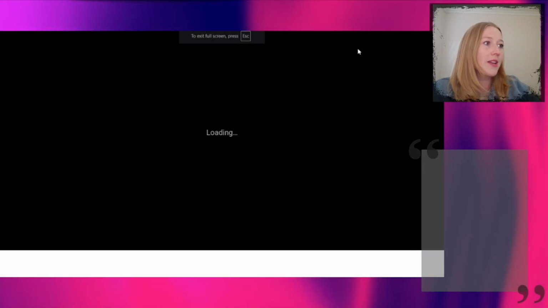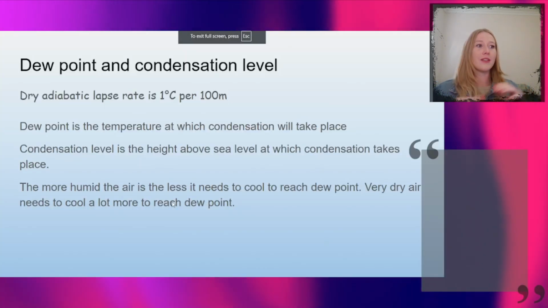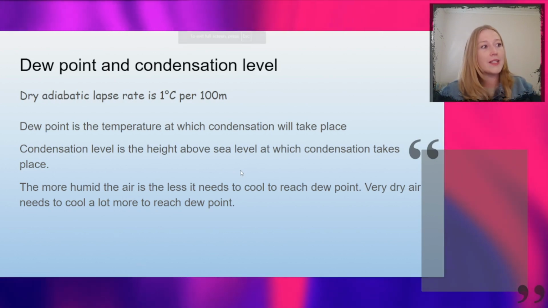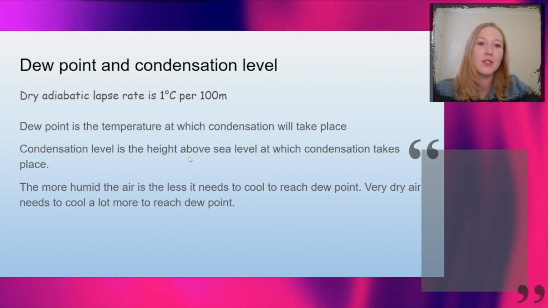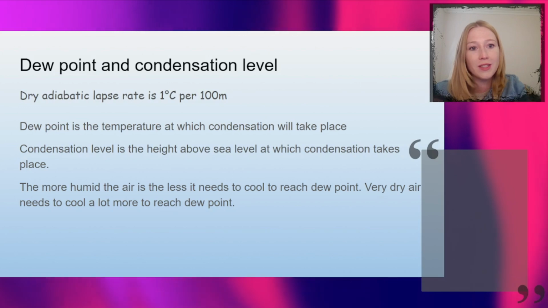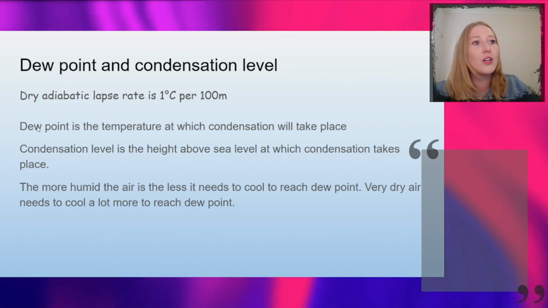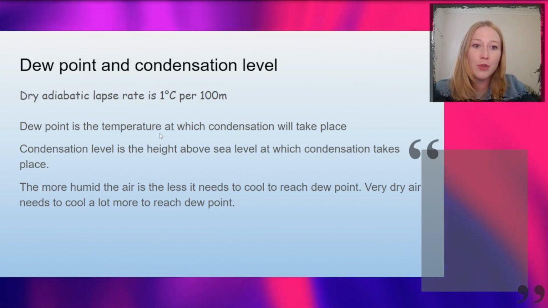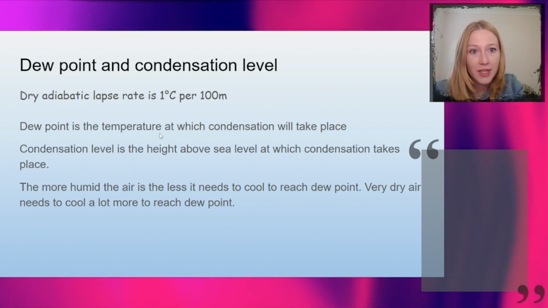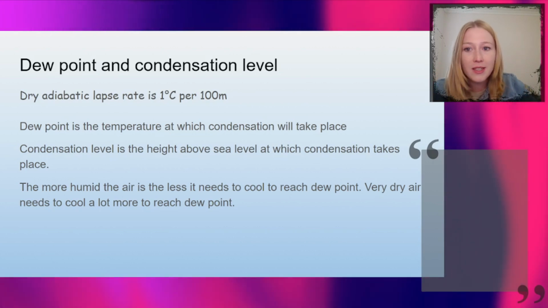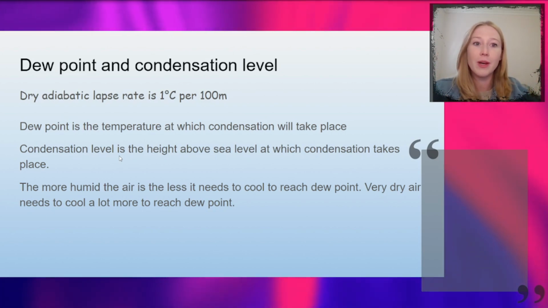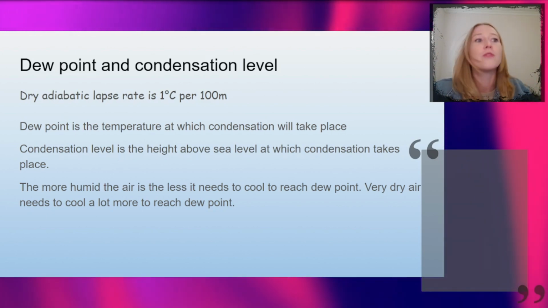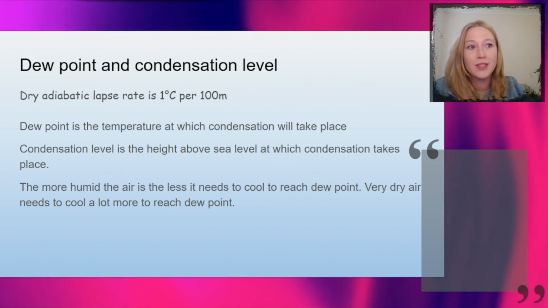So condensation level is the altitude or the height above sea level where you will have condensation or where the air will reach dew point temperature. So dew point is the temperature where the water vapor will condense, where the air is saturated, and then condensation level is how high above sea level the air needs to be before it's reached this dew point temperature.